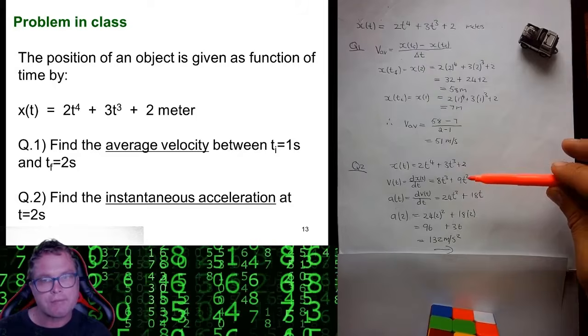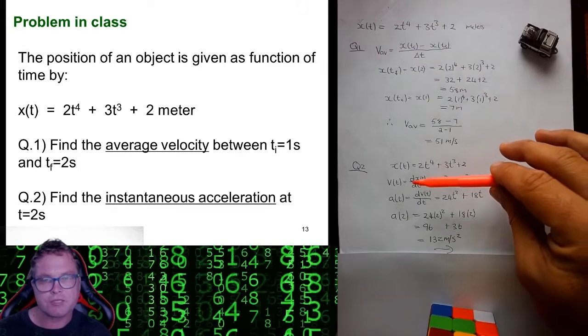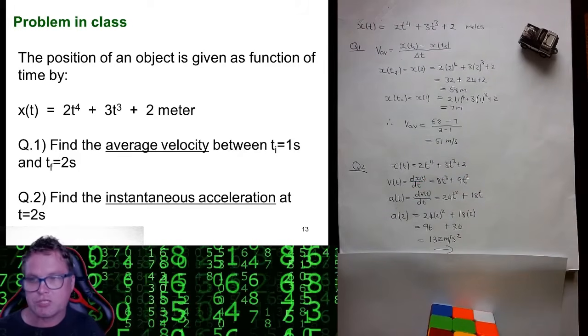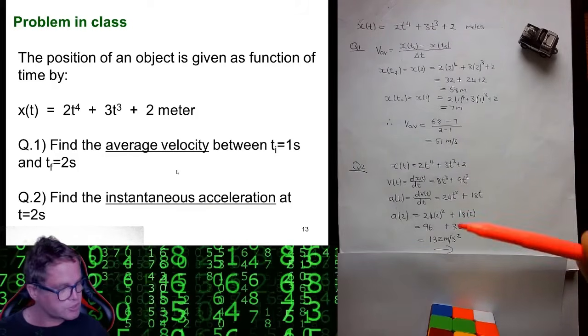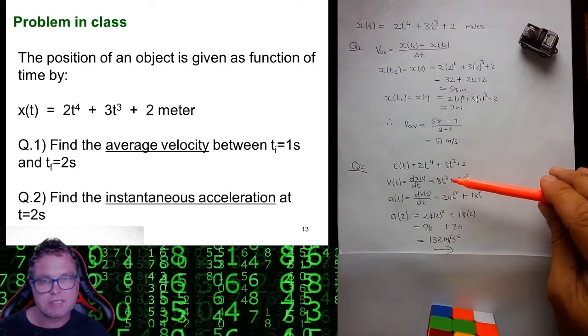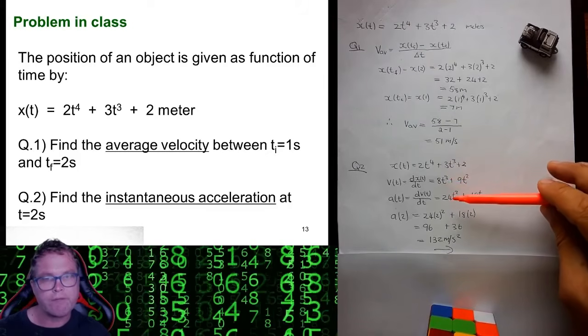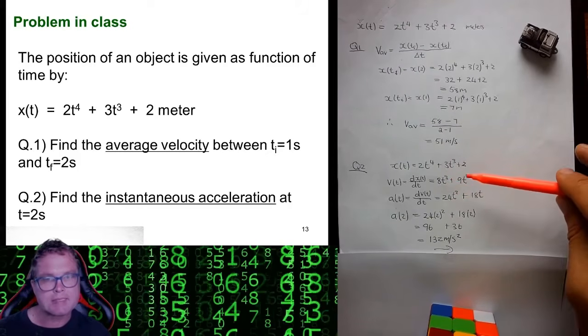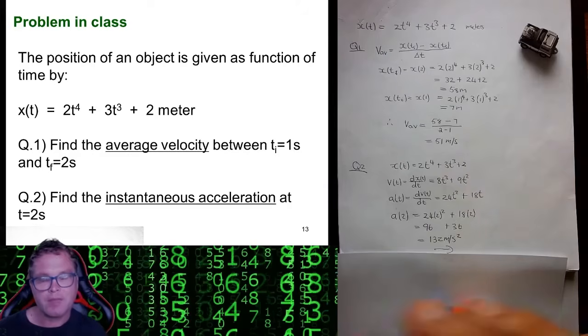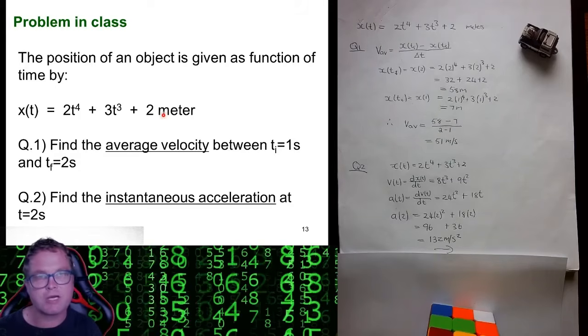So the first time gives us the velocity as a function of time, but in the question we actually asked for the instantaneous acceleration. So we need to differentiate the velocity term once again to give us the acceleration. So this gives 24t squared plus 18t. That's the general expression for the acceleration as a function of time.